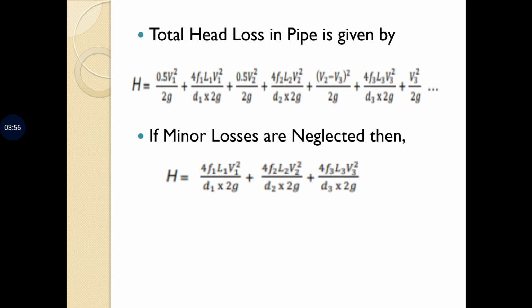Next, if we neglect the minor losses, H can be represented only by the major losses. So H is equal to the summation of all the major losses, and the equation is f L V² divided by 2 g D. Hope, students, you all have understood it. Thank you.